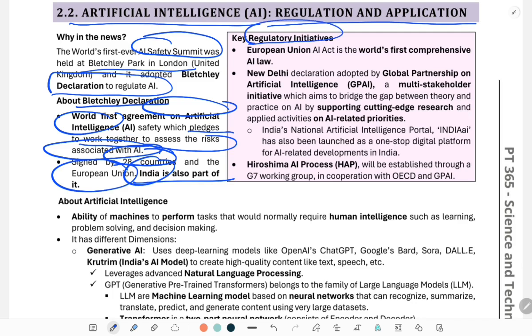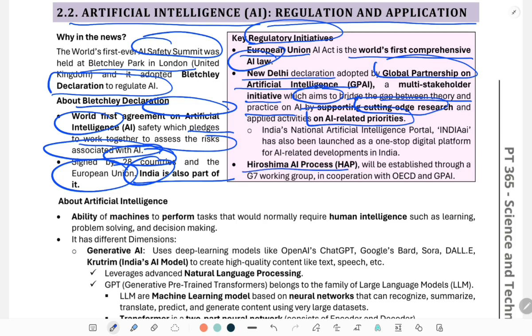Regulatory initiatives are the European Union AI Act, the world's first comprehensive AI law. The New Delhi Declaration adopted by the Global Partnership on Artificial Intelligence. It is a multi-stakeholder initiative. Its aim is to bridge the gap between theory and practice on AI by supporting cutting-edge research and applied activities on AI-related priorities. And next, the Hiroshima AI Process. It will be established through a G7 working group in cooperation with the OECD and GPAI.